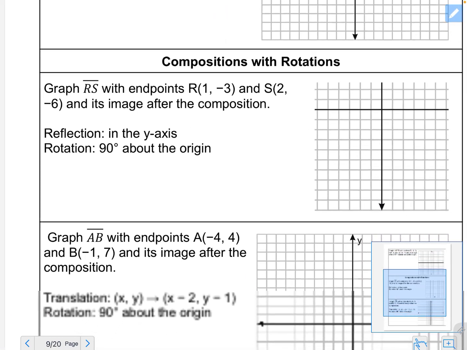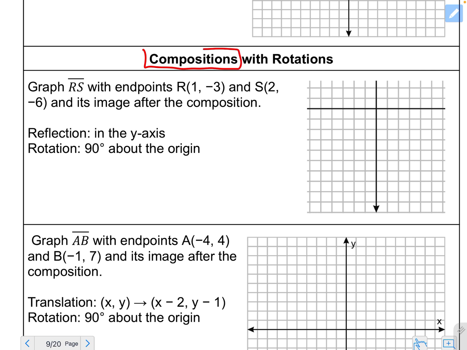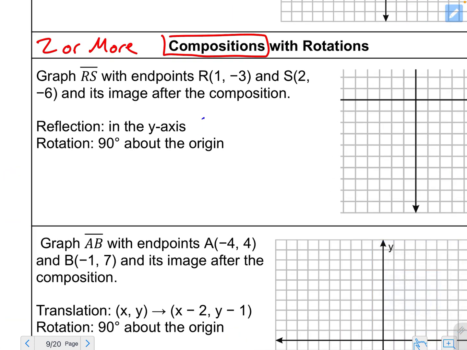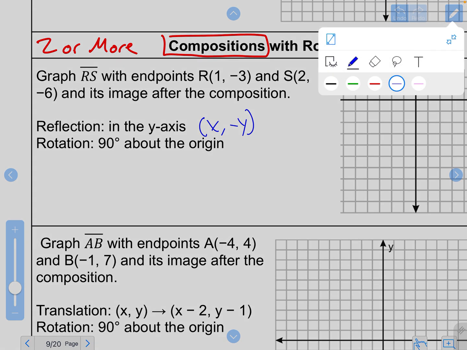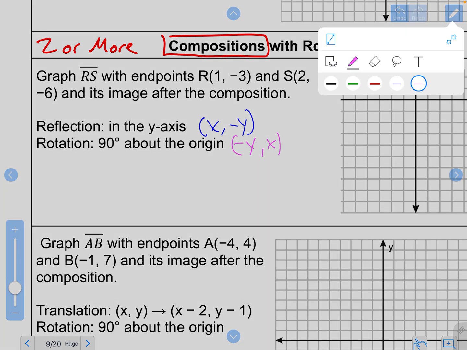All right, so here we've got compositions with rotations. And a quick reminder that compositions means 2 or more. This is where our handy-dandy transformation reference sheet on the back of our notes is going to help us out a lot. So a reflection in the y-axis is going to be the rule (x, y) goes to (negative x, y). A rotation of 90 degrees is going to be (negative y, x).